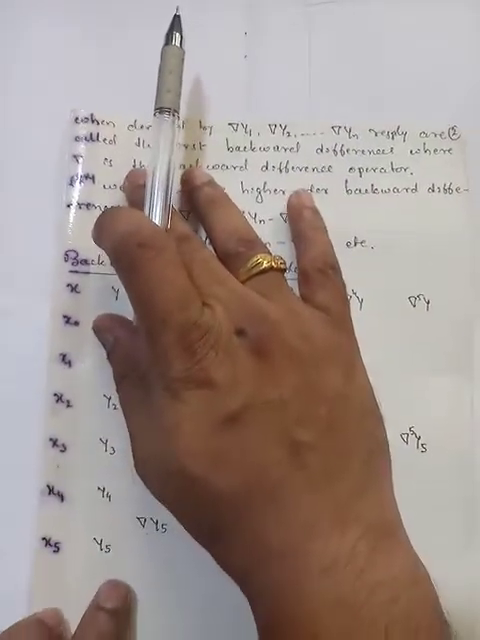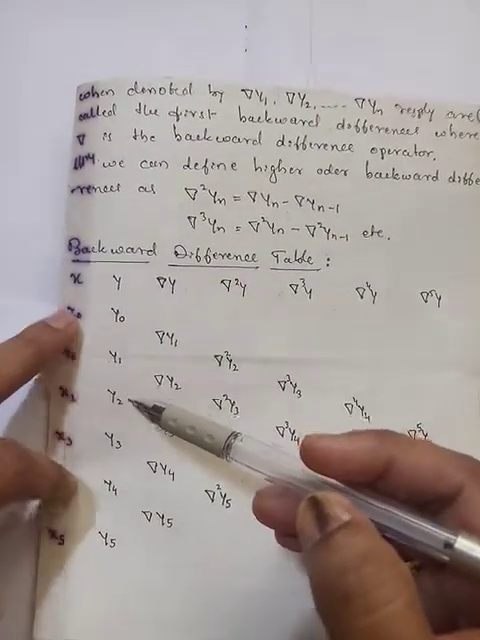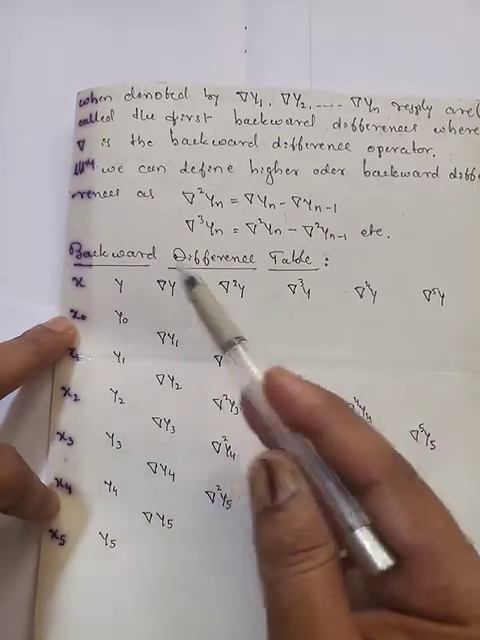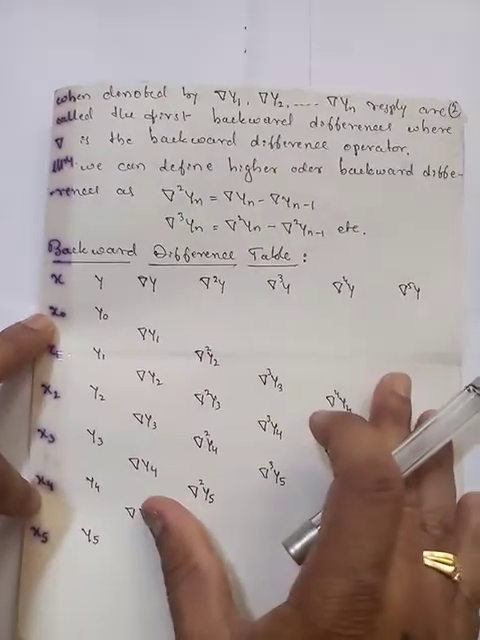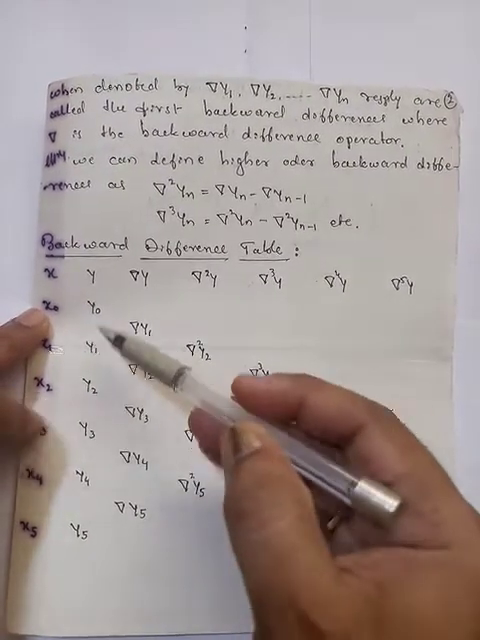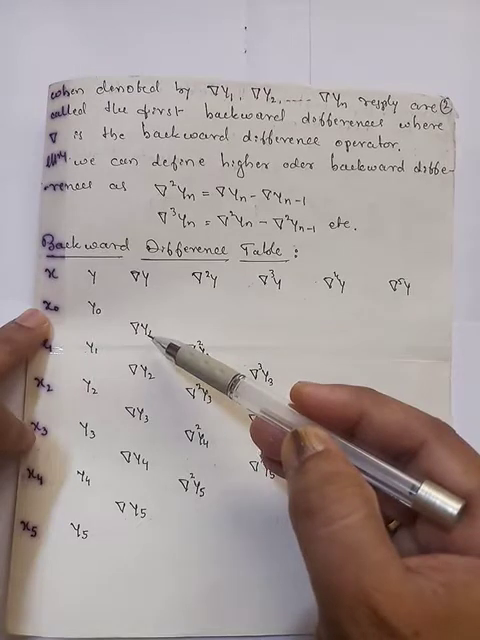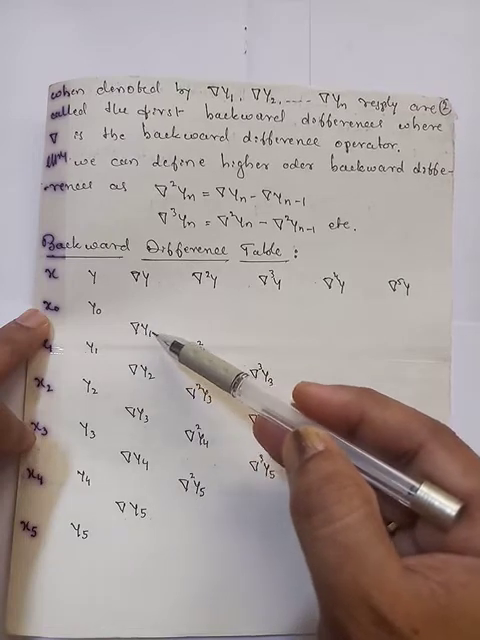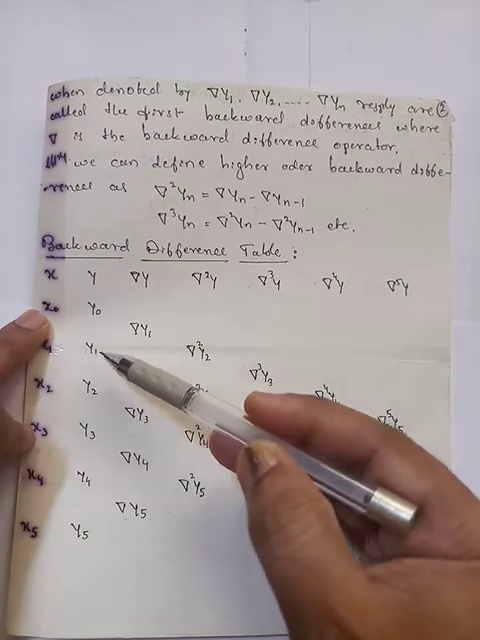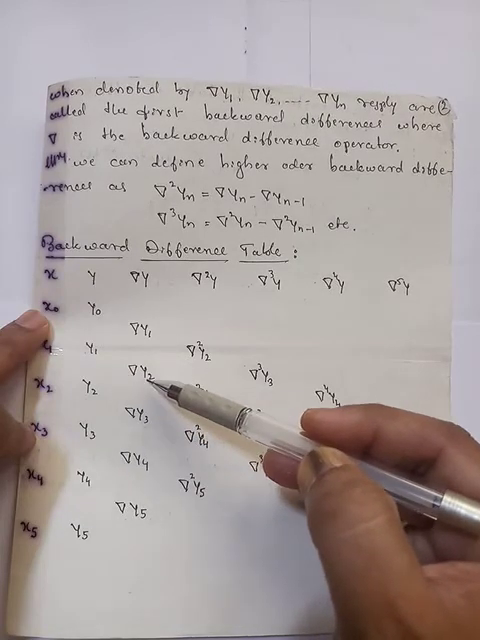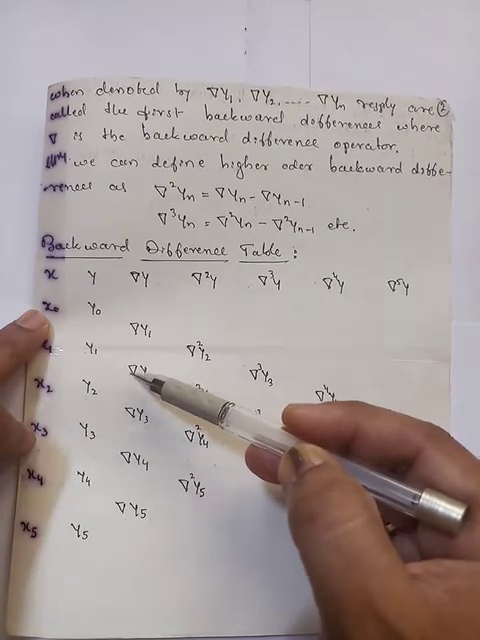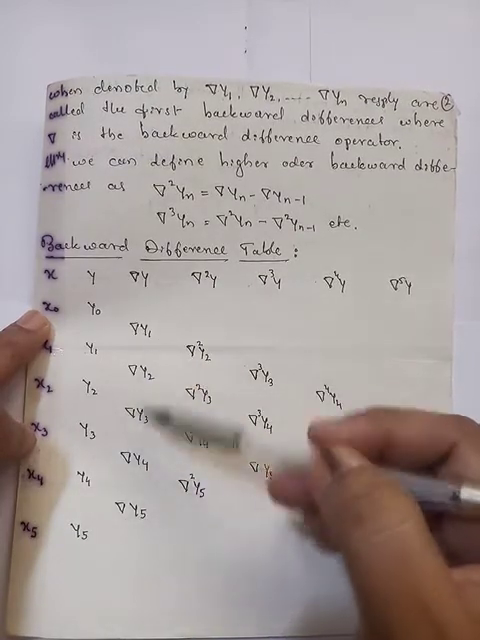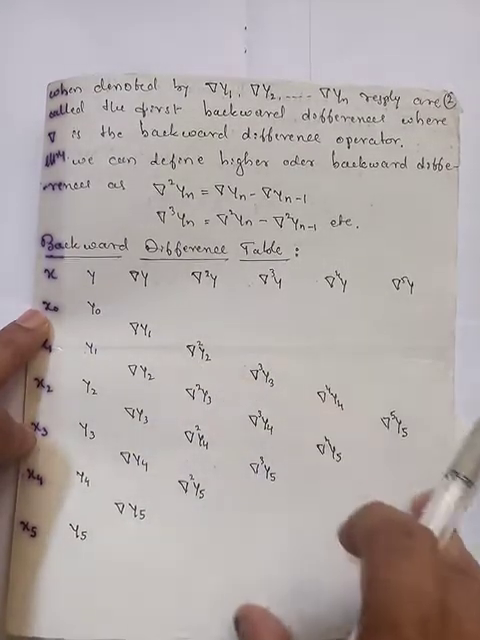So with this table I explain: if there are numbers in the table, the forward difference table and backward difference table are the same, but the notations differ. Y1 minus y0 in the forward difference table we write as delta y0, and in this we write as del y1. Y2 minus y1 there we write as delta y1, and here we write as del y2. That is the difference in the notations. So this is called the backward difference table.